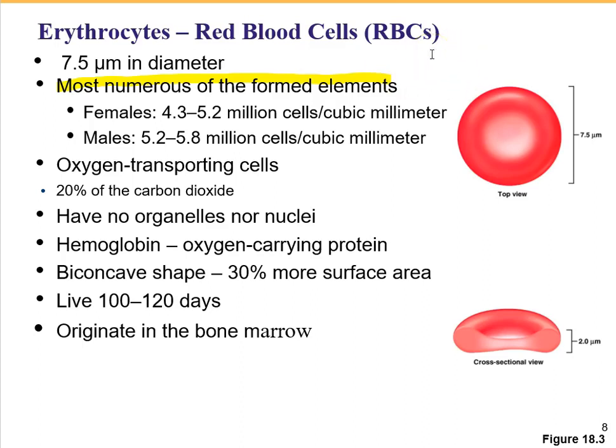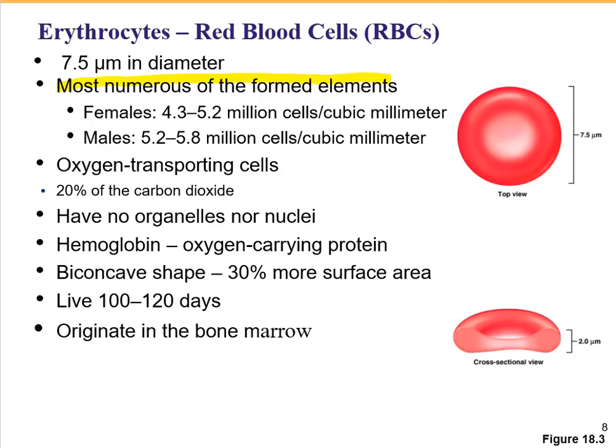Red blood cells do not have organelles or nuclei. Instead, they are filled with the protein hemoglobin. In red blood cells, about 95% of the proteins are made of hemoglobin.